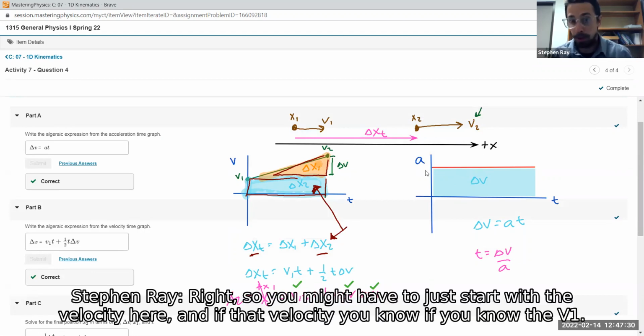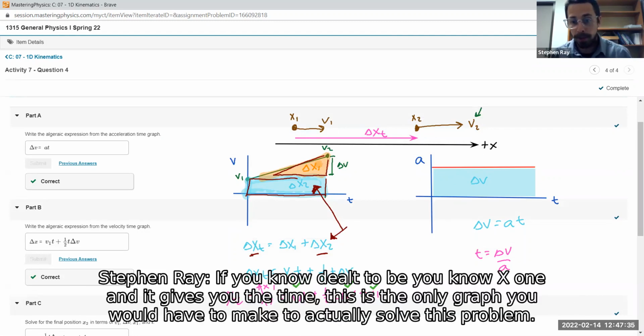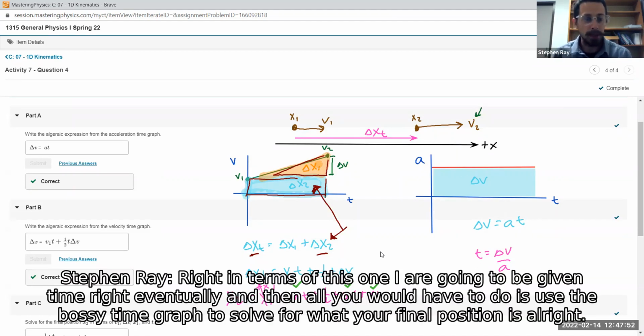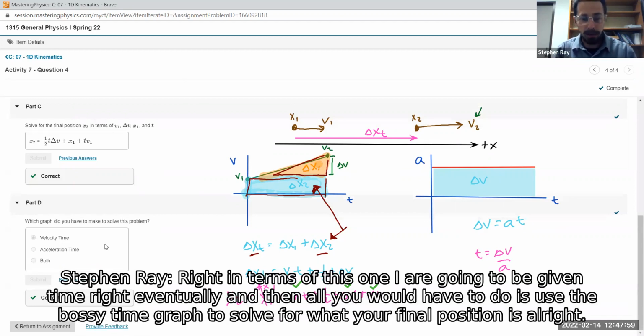So you might have to just start with the velocity here. If you know v1, delta v, and x1, and it gives you the time, this is the only graph you would have to make to solve this problem. However, if you weren't given time and you were given acceleration, then you would have to include the acceleration graph to calculate the time to put it in the other equation. In this one, we're going to be given time eventually, and then all you would have to do is use the velocity time graph to solve for your final position.